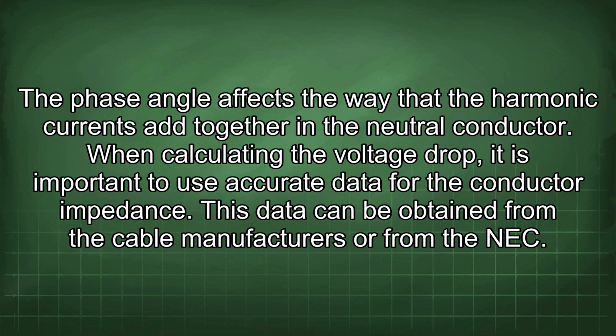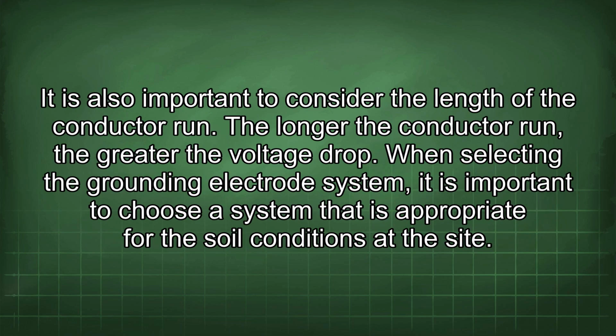When calculating the voltage drop, it is important to use accurate data for the conductor impedance. This data can be obtained from the cable manufacturers or from the NEC. It is also important to consider the length of the conductor run. The longer the conductor run, the greater the voltage drop. When selecting the grounding electrode system, it is important to choose a system that is appropriate for the soil conditions at the site.